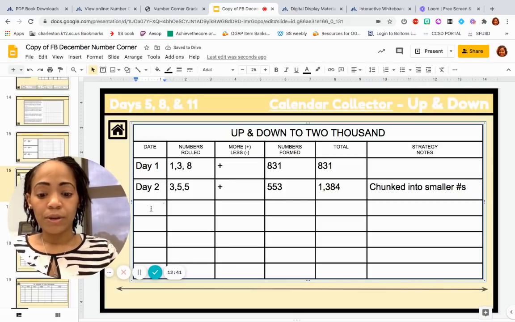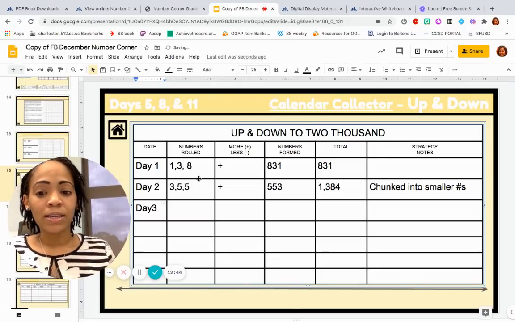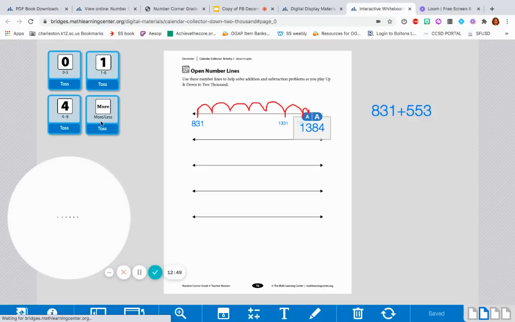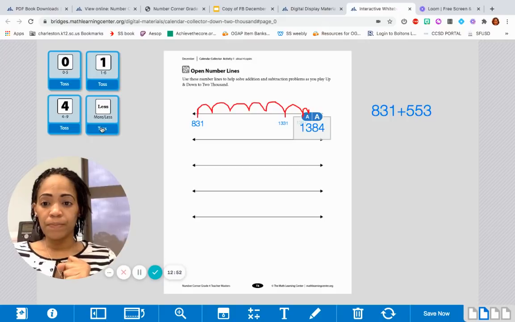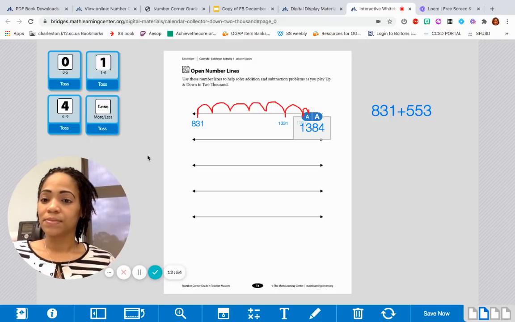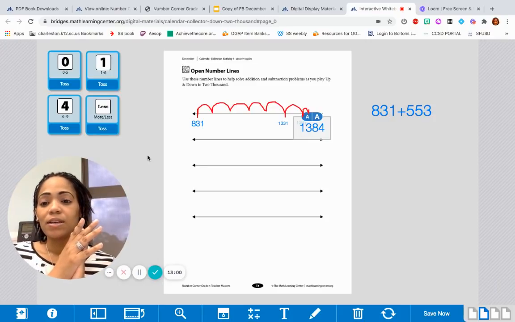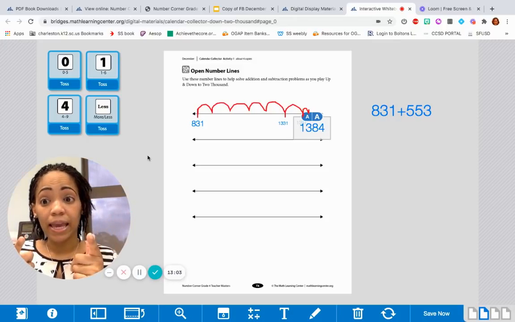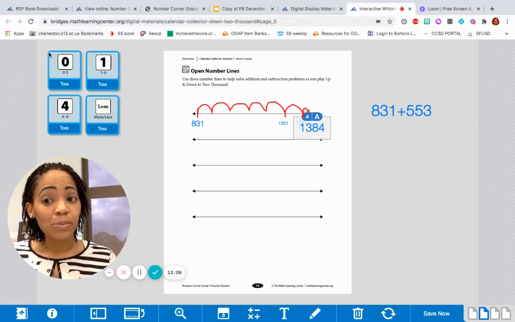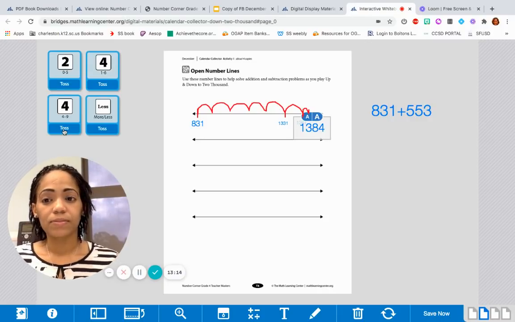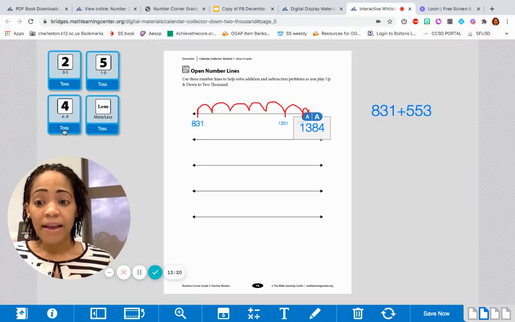Now we need to do day 3. Let's see what's going to happen. Are you ready to roll? Here we go. Let's see if we're playing for more or less. Yeah, we're playing for less, but that's okay, because we can create a small number, right? Let's toss, toss, toss. See what happens.